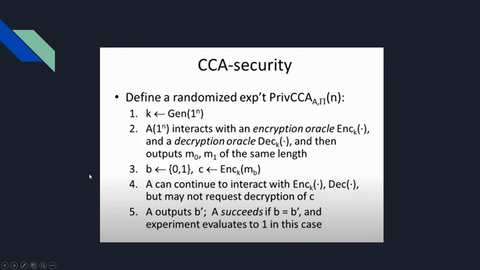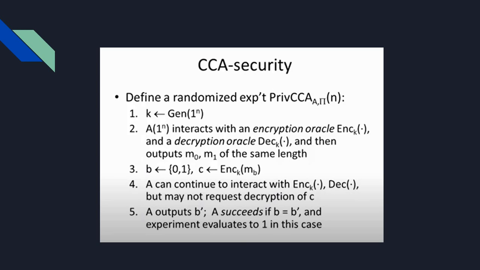Just as with CPA security, we first define a randomized experiment for the CCA security scheme. In the first step, the random key is generated. In the second step, the attacker is now given the power to decrypt messages as well as encrypt messages any number of times using the encryption and decryption oracles. After some point, the attacker will output two messages, m0 and m1, of the same length. In the next step, a random bit b is chosen, and the message mb is encrypted using the key k, which was generated in step 1.